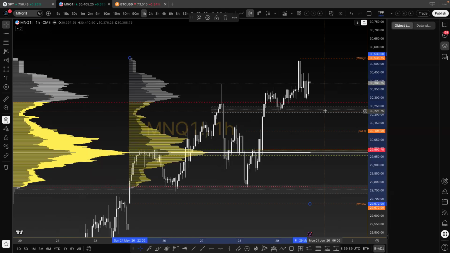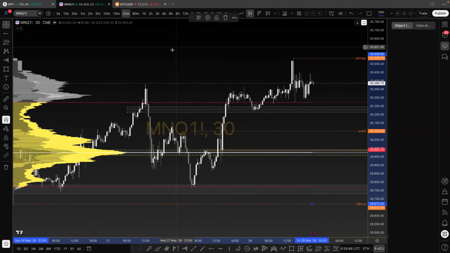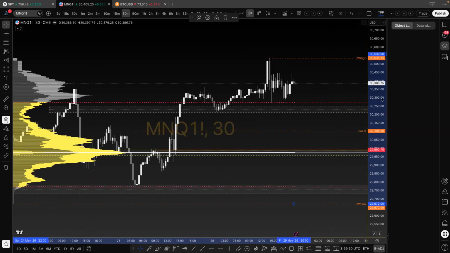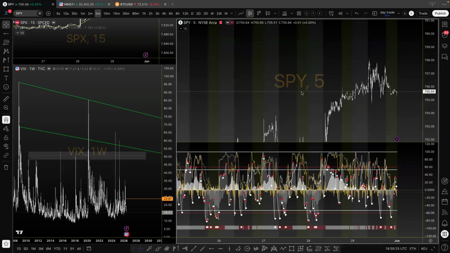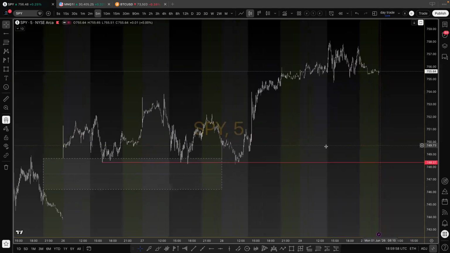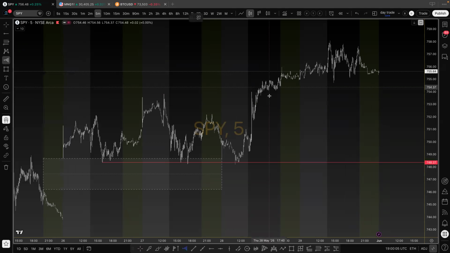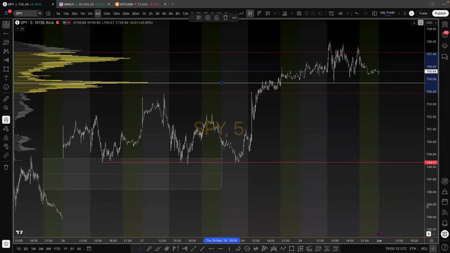I see Mark said here he likes his anchored volume profile drawn daily. So if he's on 30 minutes or lower, again, this is MQ. We can go to SPY. It's the same thing. You just anchor it on the pre-market open. Anchored volume profile: when the pre-market starts here, you anchor it and you pay attention.